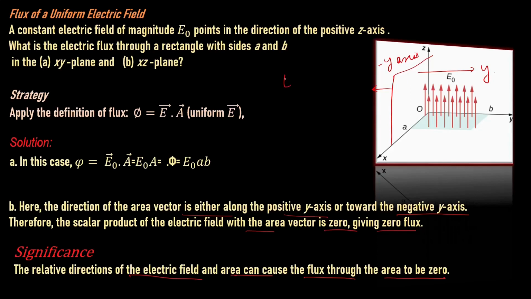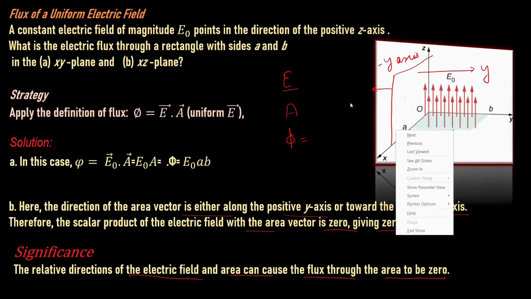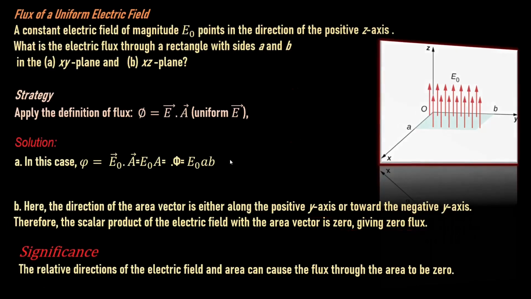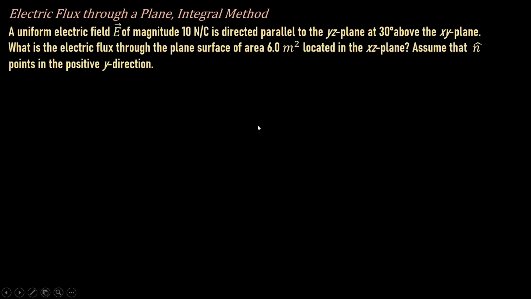See here, the value of the electric field is fixed, the value of area is fixed, but the value of flux depends on the relative orientation of the area with respect to the electric field. In different orientations, the flux associated will vary depending on the angle at which the area is kept with respect to the electric field. Now let us see another question.